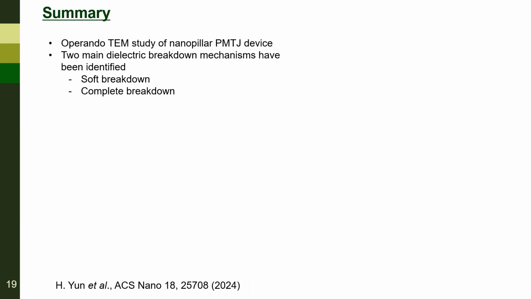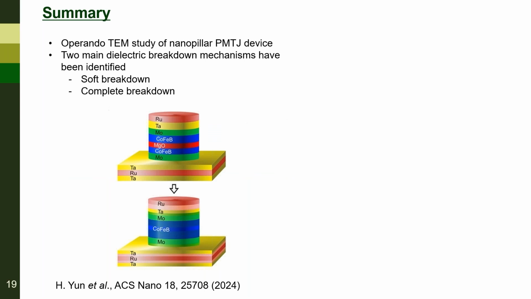Secondly, in the case of the complete breakdown, it happens because of the Joule heating during this biasing, and it just melts the entire structure. This work was published in ACS Nano, so you can check the details in this paper as well.